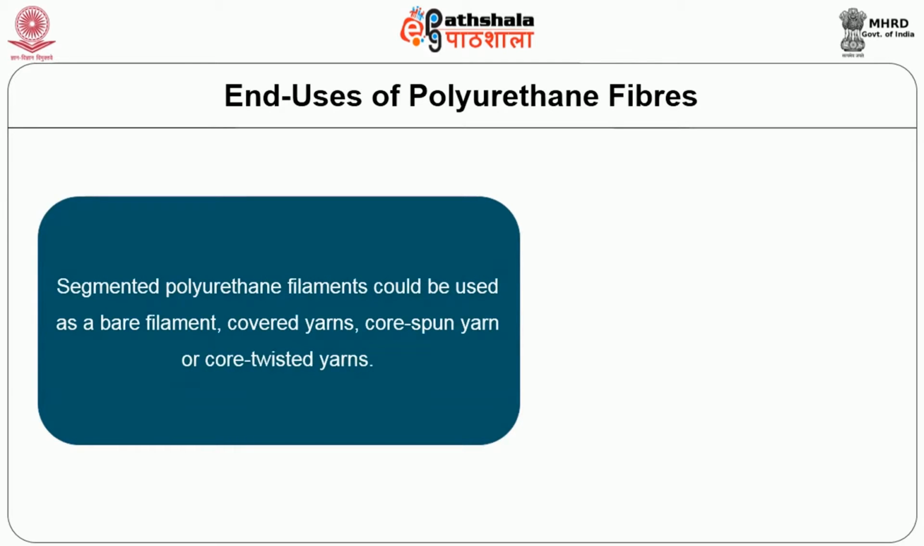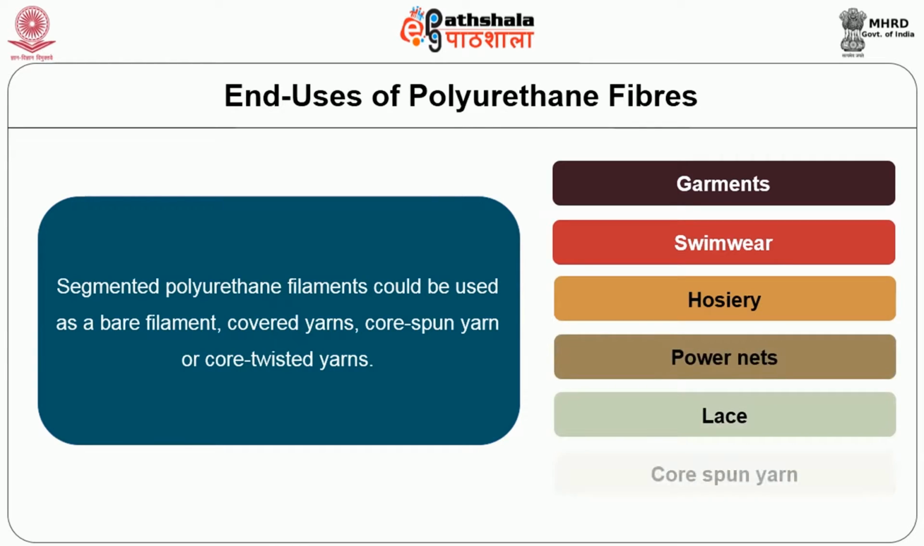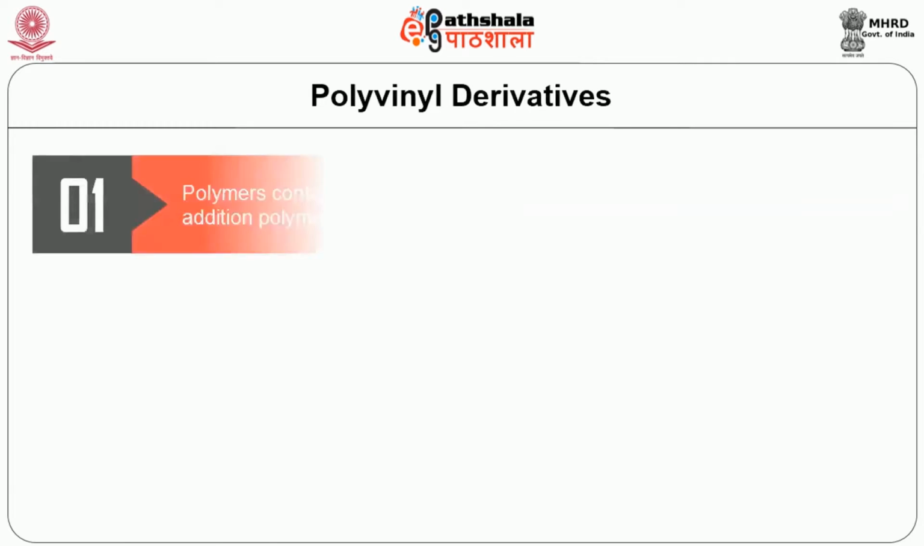Segmented polyurethane filaments could be used as a base filament, covered yarn, or as a core yarn or core-twisted yarn. Major applications include garments, swimwear, hosiery garments, power nets, lace for decorative purpose, co-spun yarns for sewing threads, and other applications. Let's go into the deliberation of polyvinyl derivatives.